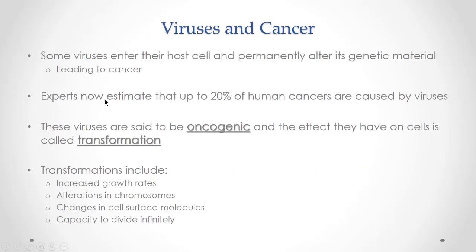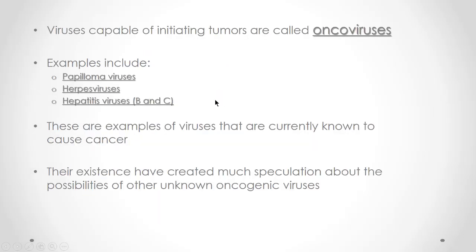And there's a lot of variation in what people think about this, but there's speculation that maybe more cancers than what we currently think are capable of causing, more cancers than we currently recognize are actually caused by viruses. So some examples here, these are called oncoviruses. The papillomavirus, such as the HPV, human papillomavirus, the herpes viruses, and even the hepatitis viruses, such as hepatitis B and C. So these are all those that can alter the DNA.